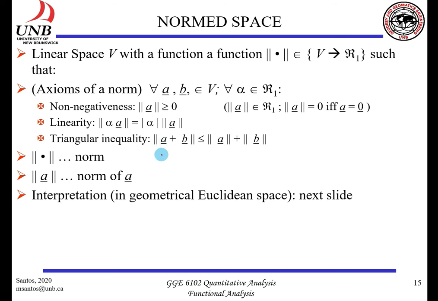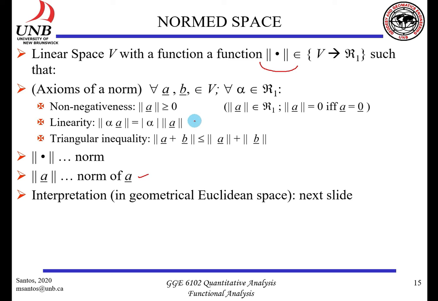We can now define a normed space. A normed space is a linear space with a function that is called the norm of the vector. What is the norm of the vector? It is essentially the length of the vector. The axioms of a norm, for two vectors A and B and a scalar, which is a real number, where A and B are in this linear space V: we have the non-negativeness, which means that the length of a vector is going to be 0 or always positive.